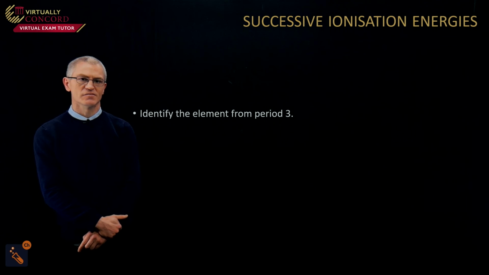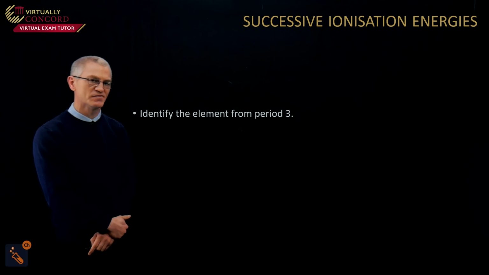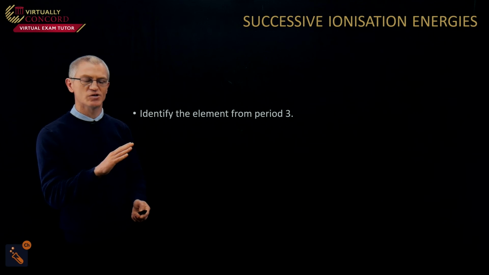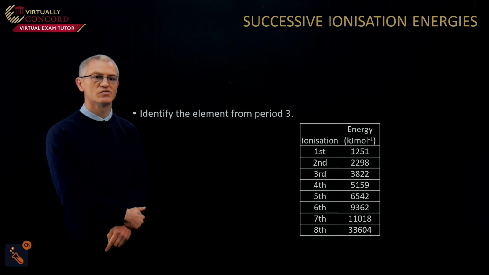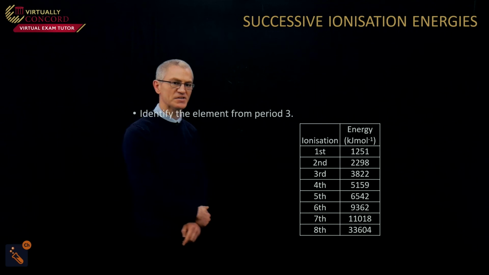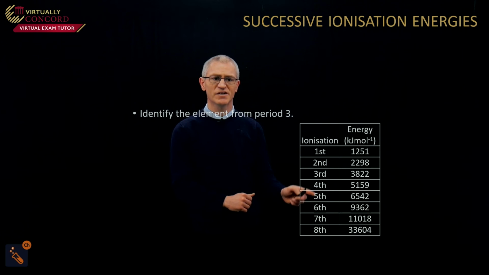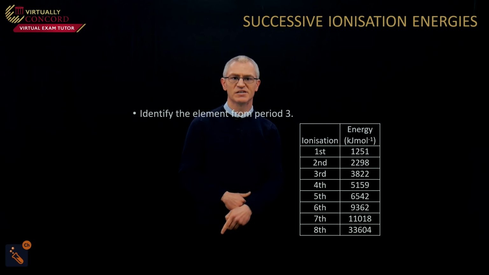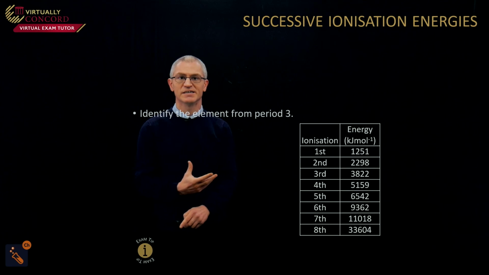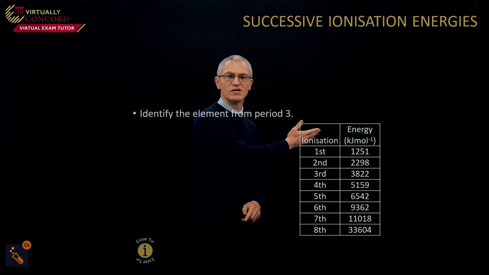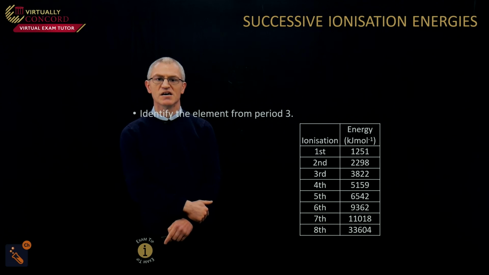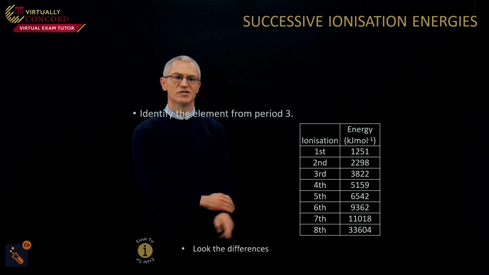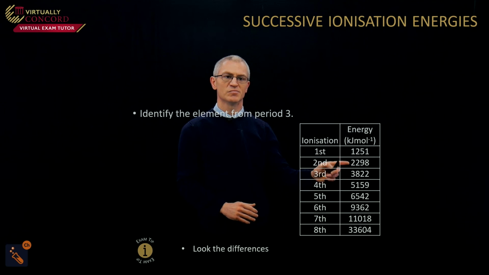So let's identify an element. They can give you a graph like we have given you in the last 2 questions, or they can just give you a table. So here we have a table, and we're going to give you a little exam tip here: if you get a table or you get data, it doesn't have to be in a table, it can just be lined up, you have to look for the differences between these numbers.